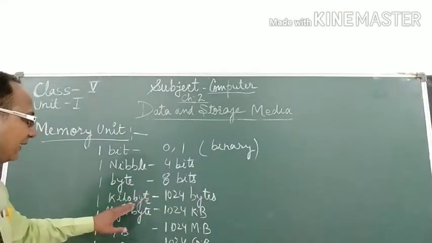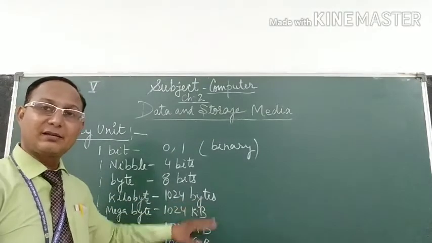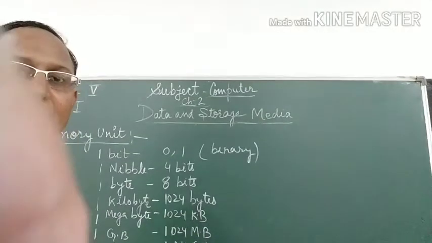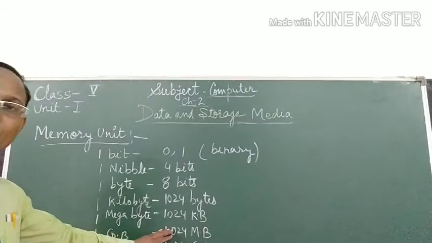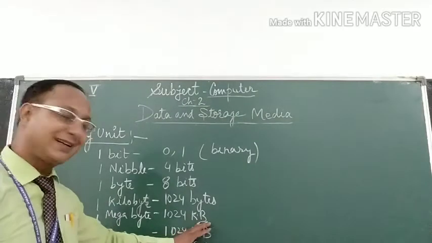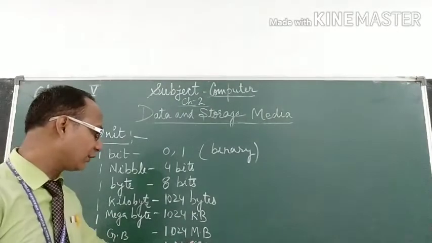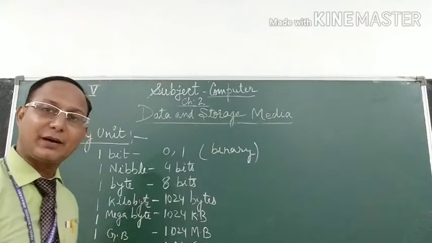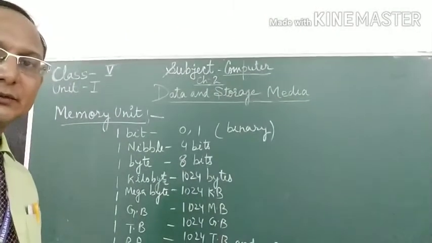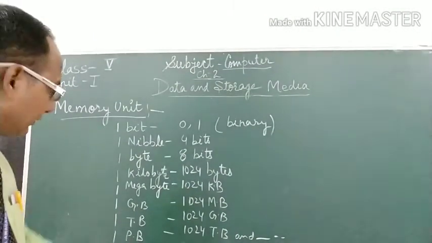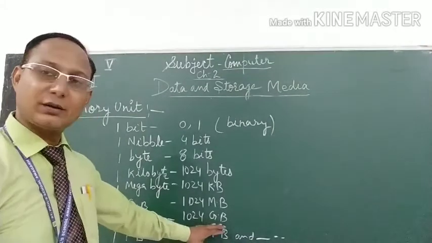1 kilobyte is equal to 1024 bytes. 1 megabyte is equal to 1024 KB, that is kilobytes. 1 GB, 1 gigabyte is equal to 1024 MB, that is megabytes. Now is it clear? 1 TB, terabyte, is equal to 1024 gigabytes.